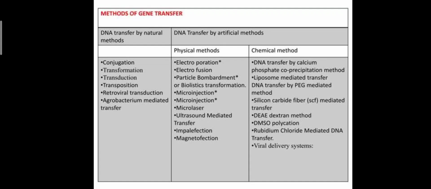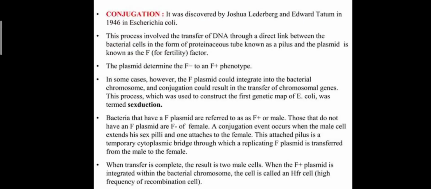First one is conjugation. It was discovered by Joshua Lederberg and Edward Tatum in 1946 in E. coli. This process involved the transfer of DNA through a direct link between the bacterial cells in the form of a proteinaceous tube known as a pilus, and the plasmid is known as a fertility factor. The plasmids determine the fertility negative to a fertility positive phenotype.